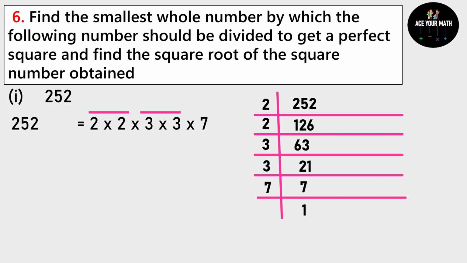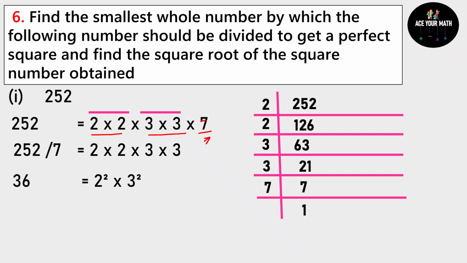Now if I divide this whole term by 7, then the 7s will get cancelled, and everything remaining will be in pairs only. 2 and 2 and 3 and 3 are in pairs, so you will get a perfect square. So the number which is alone here, which is 7, you will divide this whole number by 7. On the left hand side, divide 252 by 7, and on the right hand side, the 7 will get eliminated, and you will be left with 2 square and 3 square. When you divide 252 by 7, we get 36, and on the right hand side you get 2 square and 3 square.